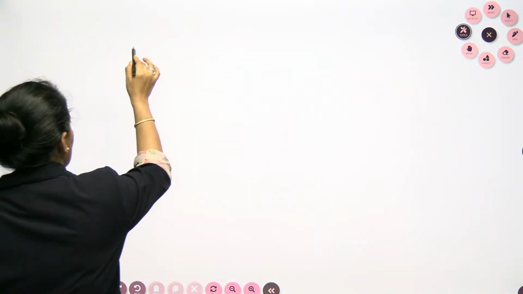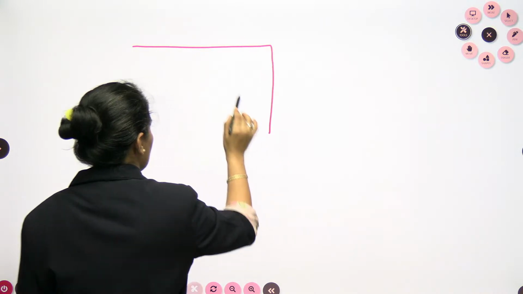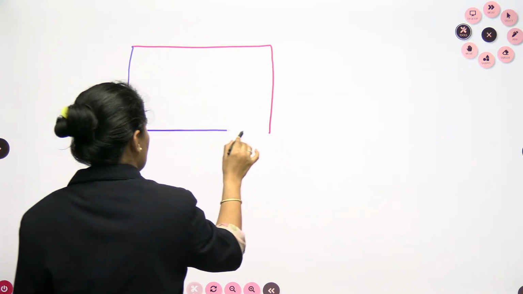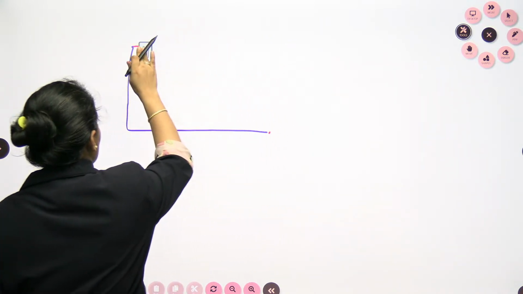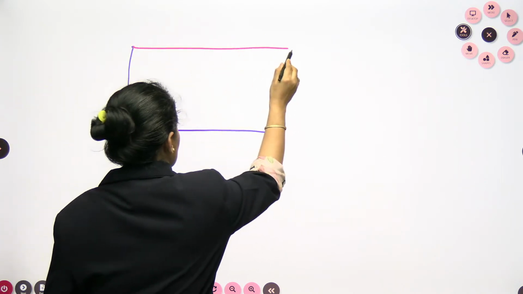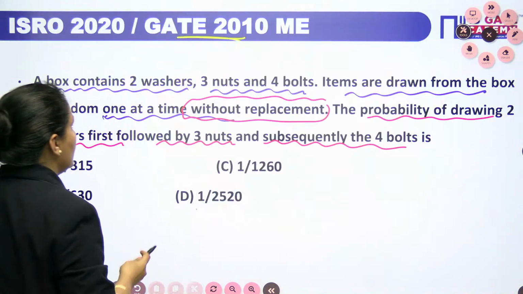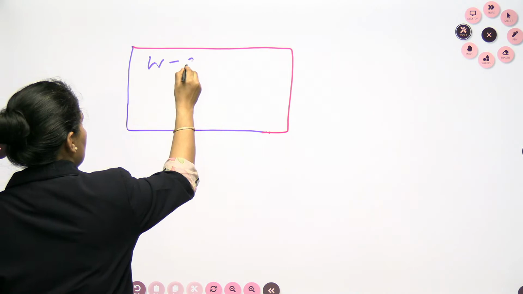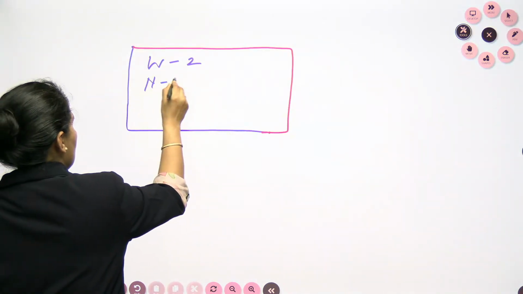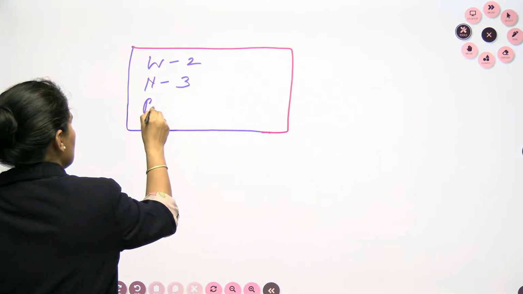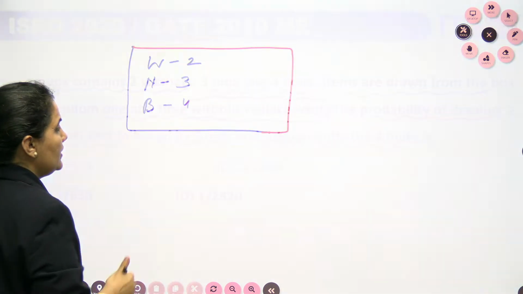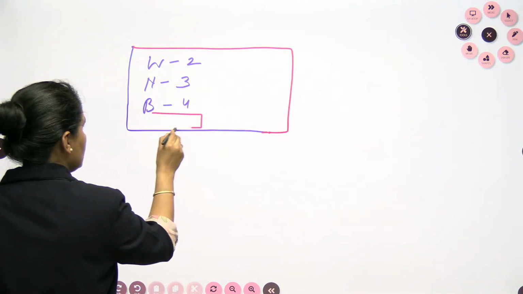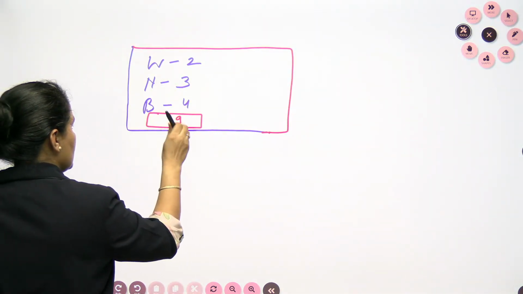So we are having 2 washers. Suppose a box is there for us. Washers are 2, nuts are 3 and bolts are 4. So the total number of parts is 9.